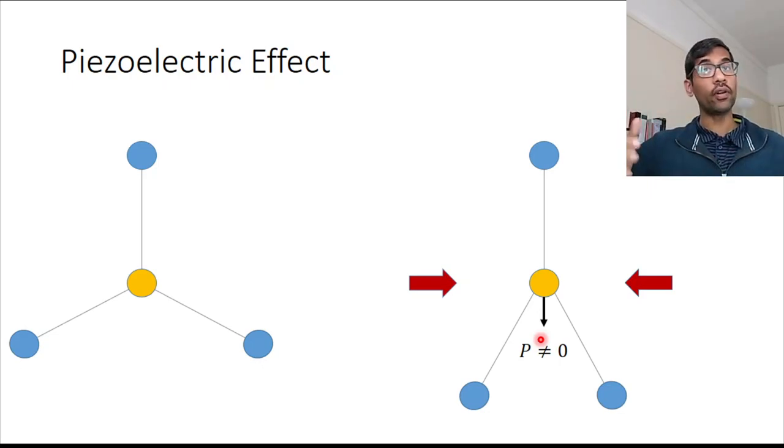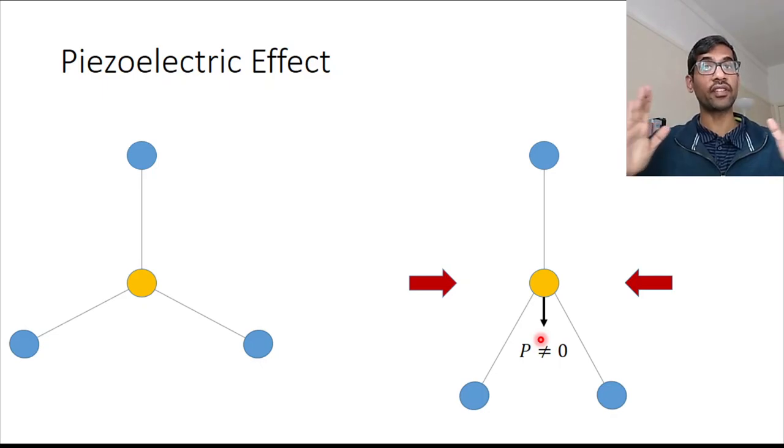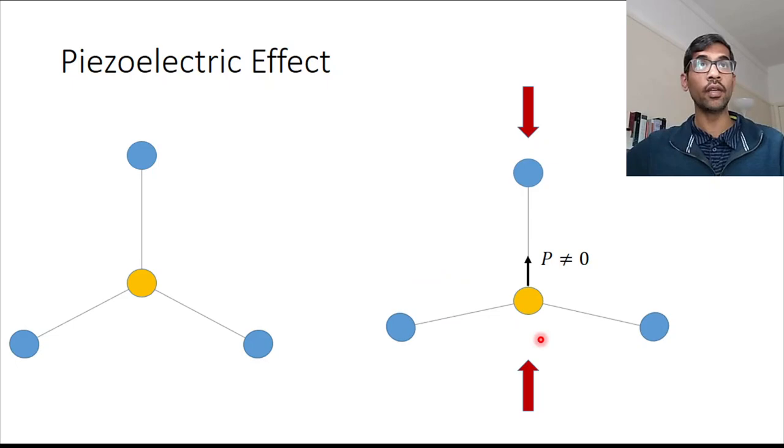Or in other materials, which I'm going to show you in a moment, you can have parallel polarization, which means that you apply strain in one particular direction and you get a polarization in the same direction. So let's take a look at that. Let's take the same crystal and now apply a compressive force in the vertical direction. Then you see that you get a polarization in the same direction as the compressive force. So that's parallel polarization.